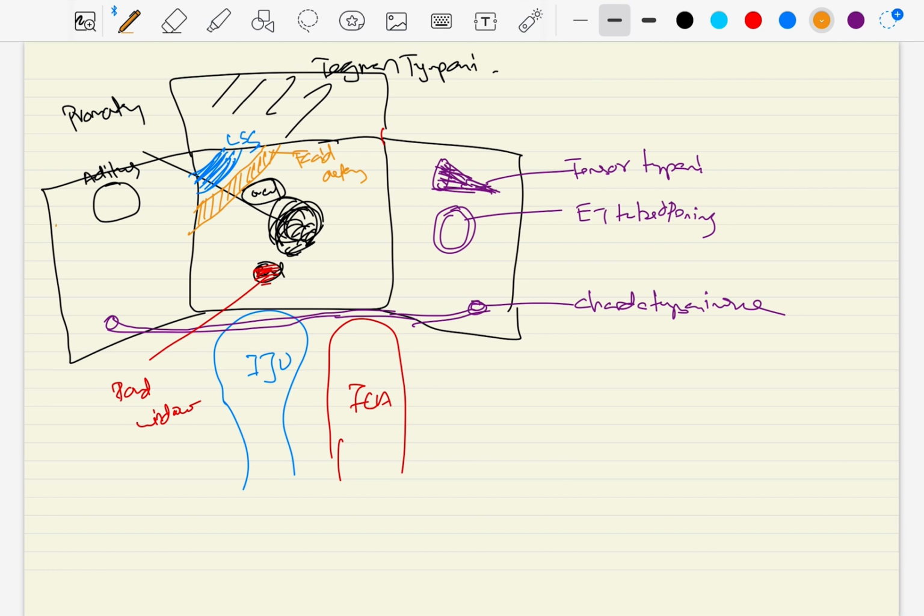This facial nerve will give a branch, the chorda tympani branch. Okay, this one is the facial nerve. Okay, facial nerve. This will be coming like this.